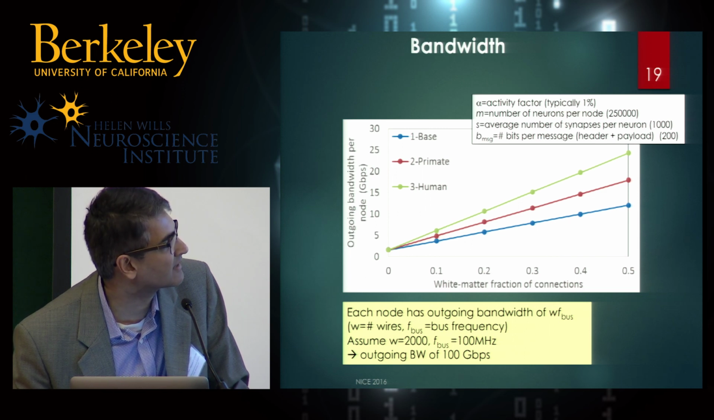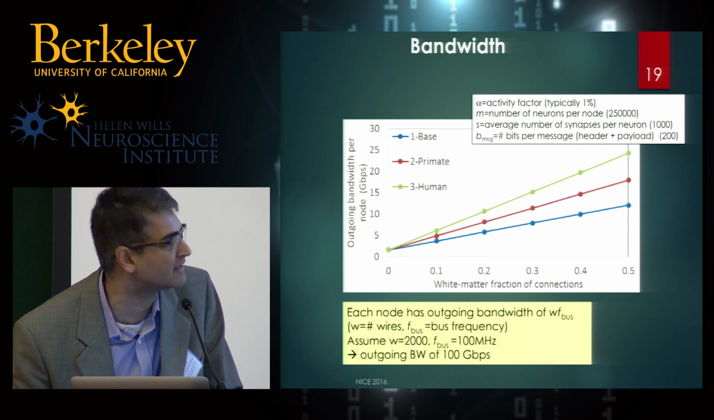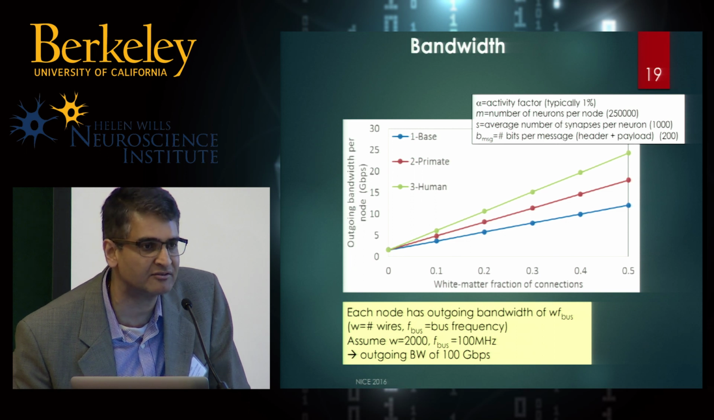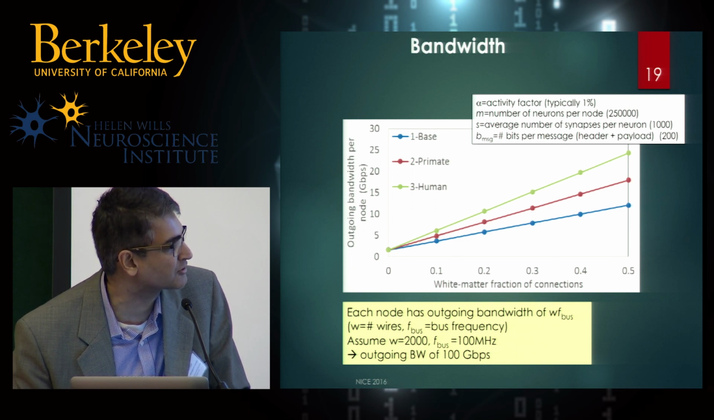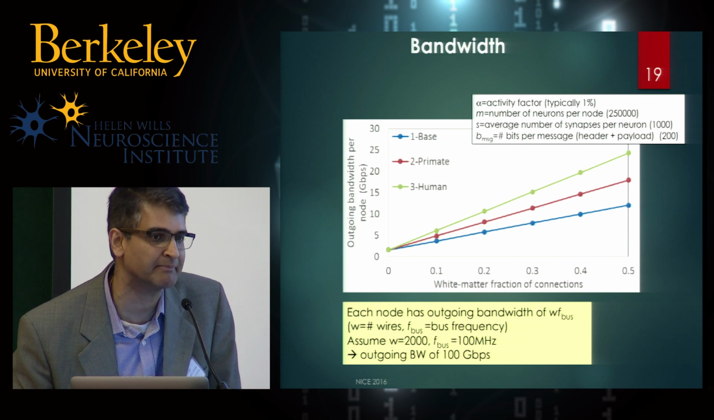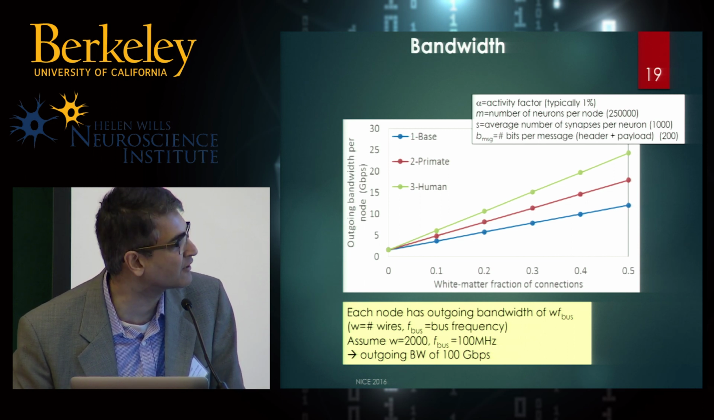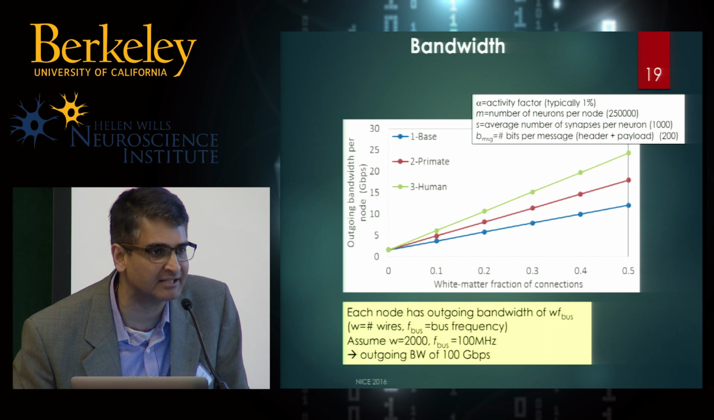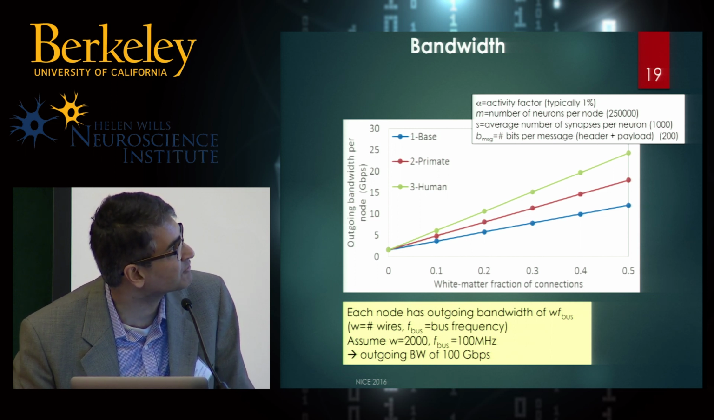And then I look at the actual wafer-scale implementation, where I can put dense wiring between the processors because this is silicon, and I run these at a certain frequency. This is the bus frequency. In this case, I assumed about 2,000 wires and a bus frequency of 100 megahertz, which may seem slow. However, because we're now sending the signals in parallel, we have to be careful about things like skew, and therefore we can't raise this frequency too much. If I compute this together and divide by two, because I'm only looking at the outgoing bandwidth, it shows that I have a capability of about 100 gigabits per second per node, which is comfortably able to accommodate these types of bandwidth requirements.